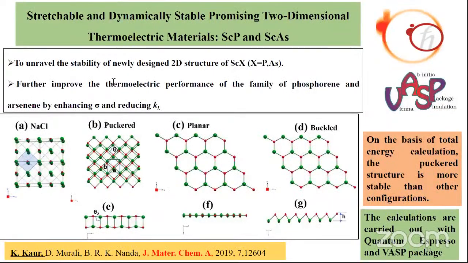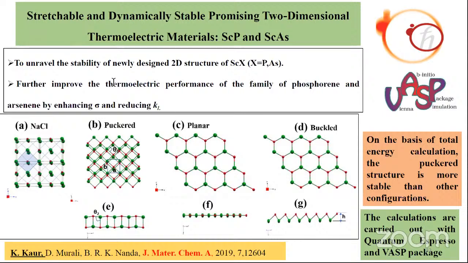Now I will shift my work from 3D to 2D material. This work is published in Journal of Materials Chemistry A. In this work, we have computationally designed two-dimensional materials, scandium phosphide and scandium arsenide. The main aim of this work is to check the stability of the newly designed 2D materials and to enhance the efficiency of the family of phosphorene and arsenene by enhancing the value of electrical conductivity and reducing the value of total thermal conductivity or lattice thermal conductivity.